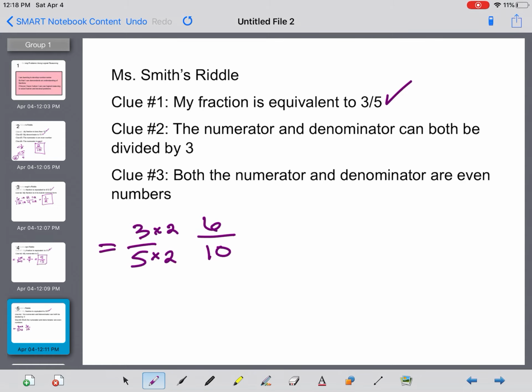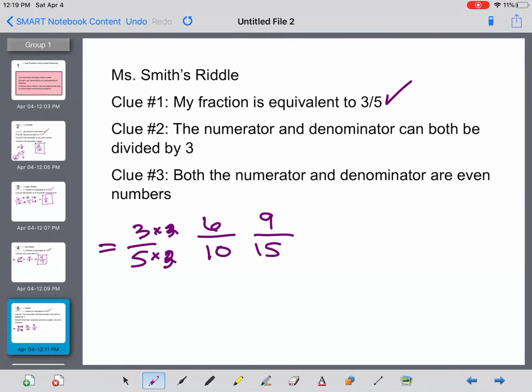I can divide 6 by 3. Can I divide 10 by 3? No, I can't. So I'm going to move up again and try the next one. Now I'm multiplying by 3, which gives 9 over 15. 9 I can divide by 3 to get 3, and 15 I can divide by 3 to get 5. Okay, this is really good.